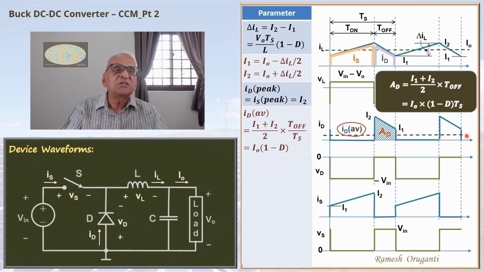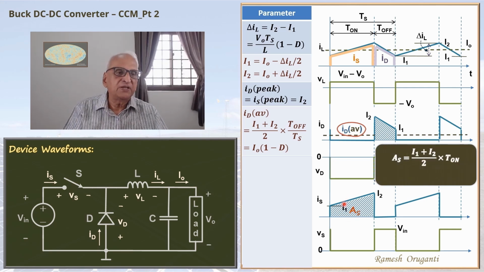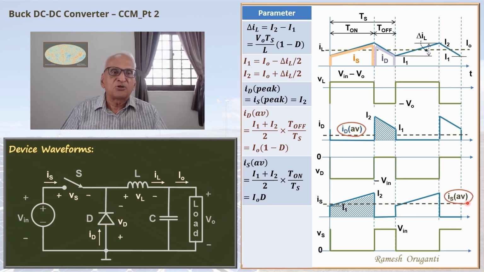Likewise, we can determine the average switch current. The switch current will be this area AS divided by 1 period. AS is the area of this trapezoid, that is I1 plus I2 by 2 times T on. Once again, I1 plus I2 by 2 is I0, T on is dTs, so this is I0 dTs. When I divide that by Ts, I will get I0 d. This line here is the average switch current. So IS average is I0 d, ID average is I0 times 1 minus d.